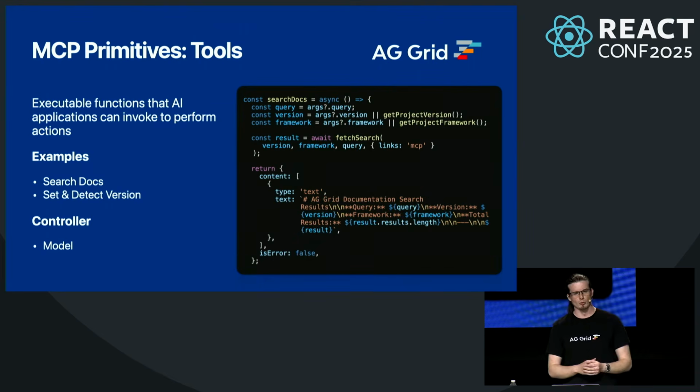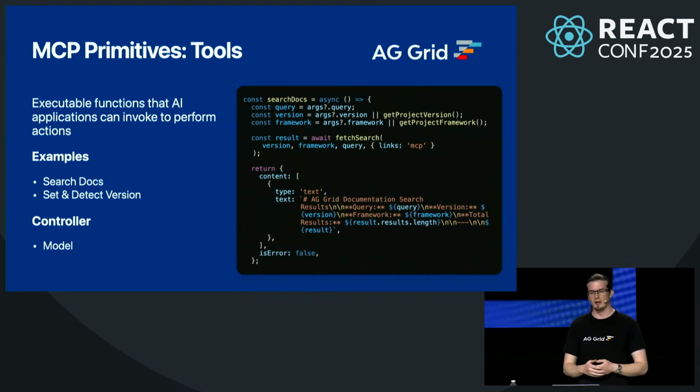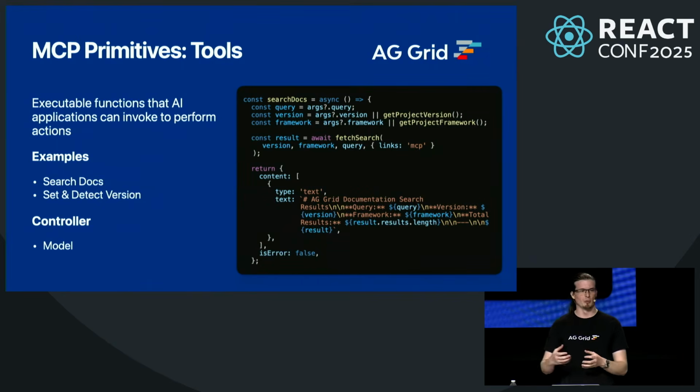And then finally, we have tools. So this is by far the most important and the most interesting piece of MCP, at least in my opinion. So tools are executable functions that an AI application can invoke to perform an action. So in our case, we have a tool that enables the LLM to search our documentation. So they simply pass through their query. They'll pass through what version of the product they're working with and what framework they're using.